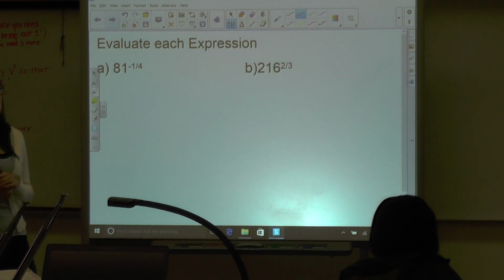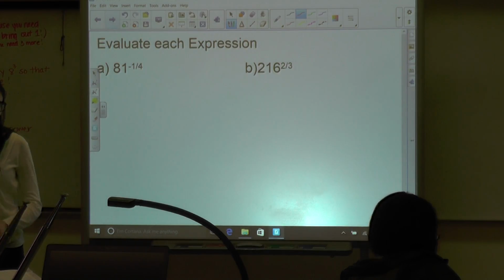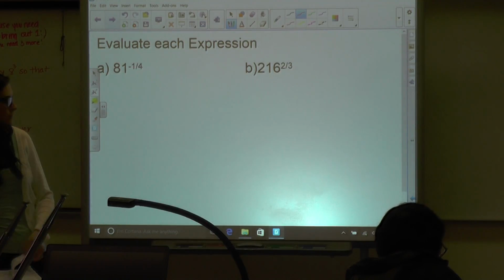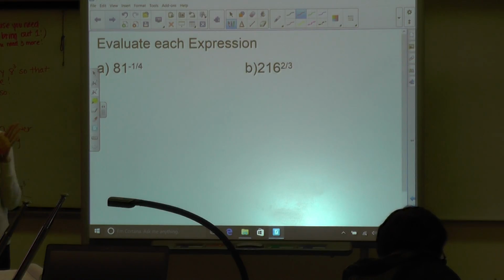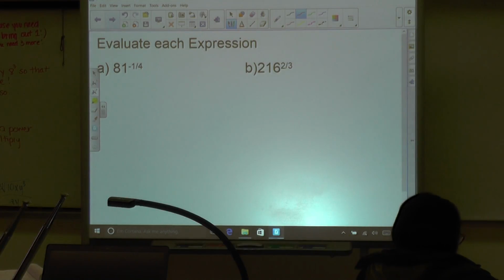All right. Moving on. Now we're going to evaluate an expression. So this is about evaluating expressions with radical or fractional exponents. You can explain it or do the concepts. Yeah, I don't expect you to know how to do this yet, so I'll explain it to you.